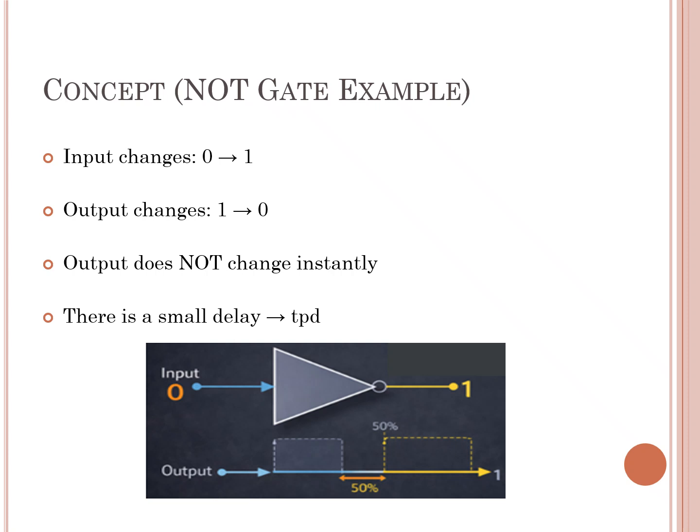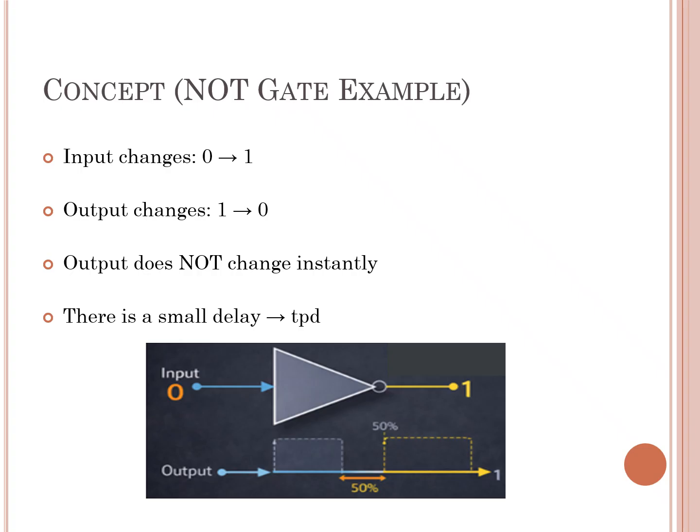Now that we understand what propagation delay is, let's see how it actually happens inside a circuit. To understand this clearly, let's take the simplest possible example of a NOT gate. Look at the input signal here. Initially, the input is 0 and then it changes to 1. Since this is a NOT gate, the output should ideally change from 1 to 0. But here's the important part. The output does not change instantly. There is a small time gap between the input change and the output response. This small delay is called propagation delay, denoted as TPD.